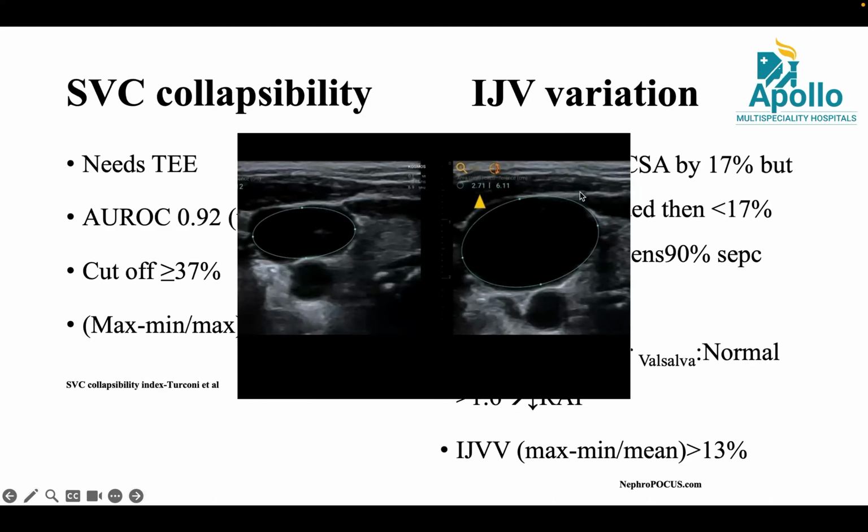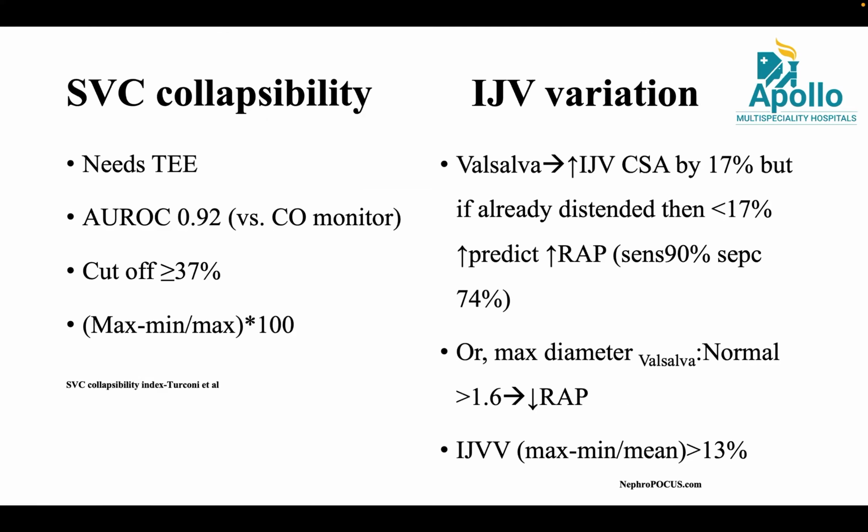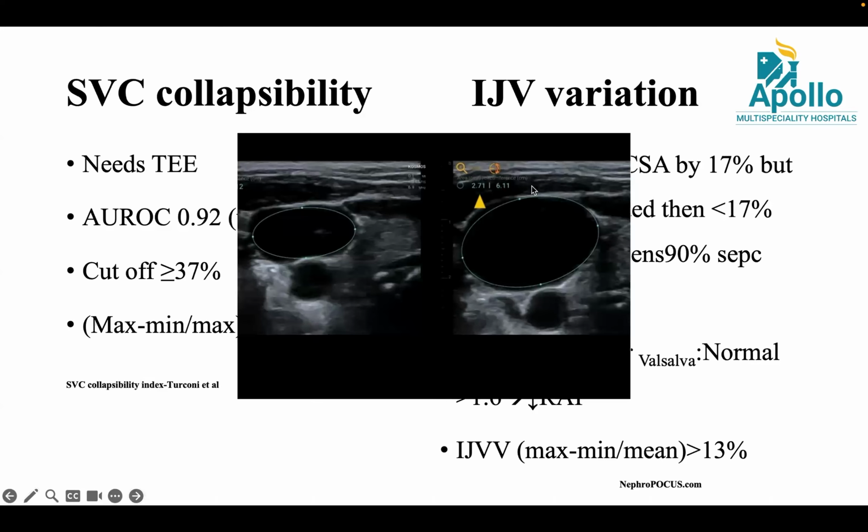If you do it diameter-wise, this is the diameter check. You can do a cross-sectional diameter by something known as planimetry. If between inspiration and expiration in a spontaneously breathing patient, and the reverse in a mechanically ventilated patient, the increase in the cross-sectional area is more than 17%. Let's forget about 17% as a cutoff.